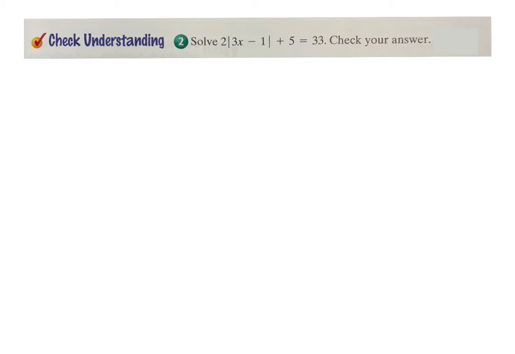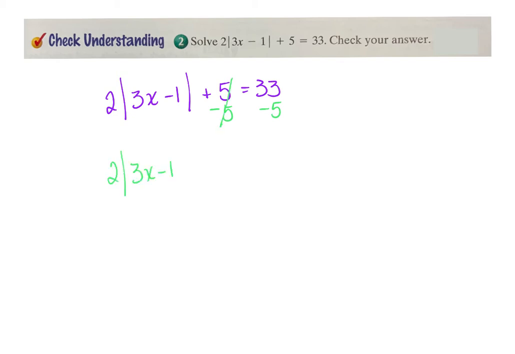All right, so let's look at this one together. The problem is 2 times the absolute value of 3x minus 1, plus 5, equals 33. We want to subtract that 5 first. We will get 2 times the absolute value of 3x minus 1 equals 28. And then we can divide by that 2. We get the absolute value of 3x minus 1 equals 14.